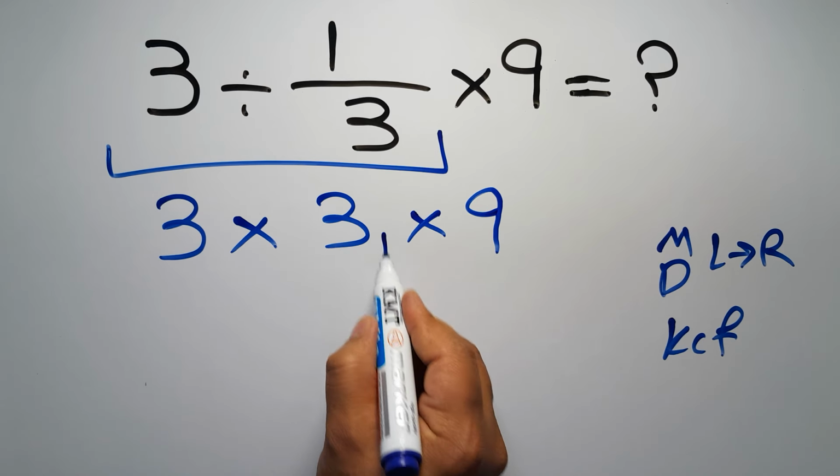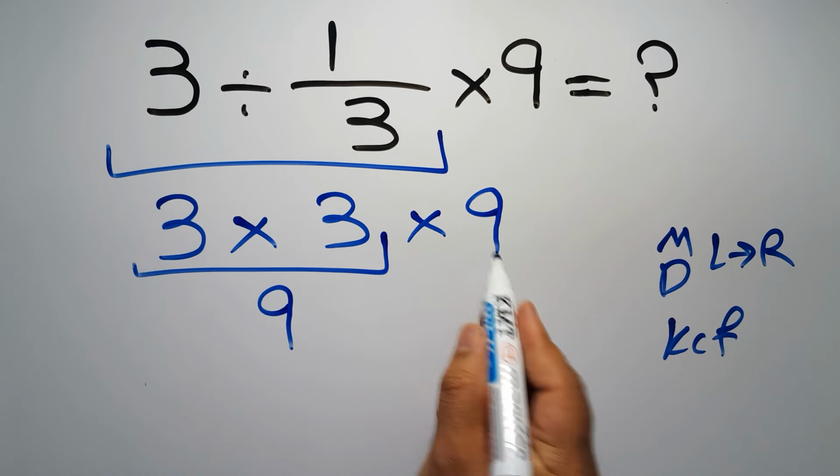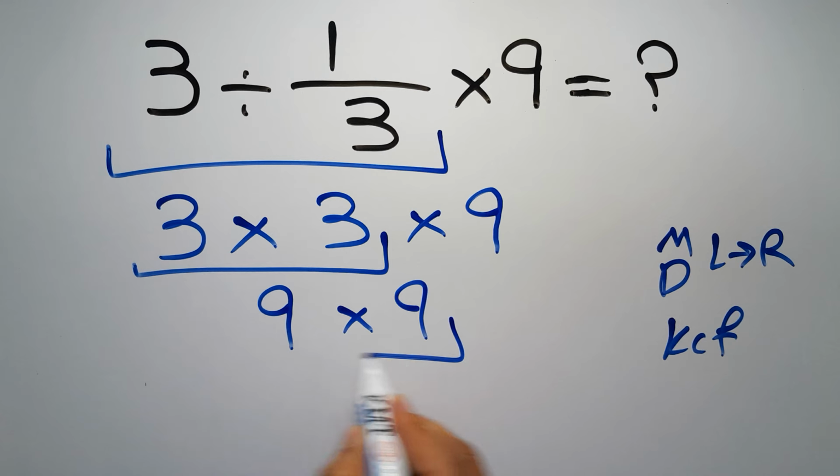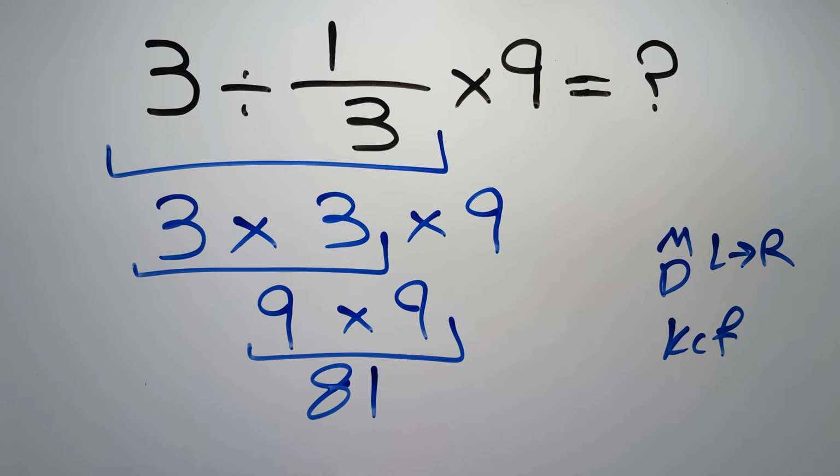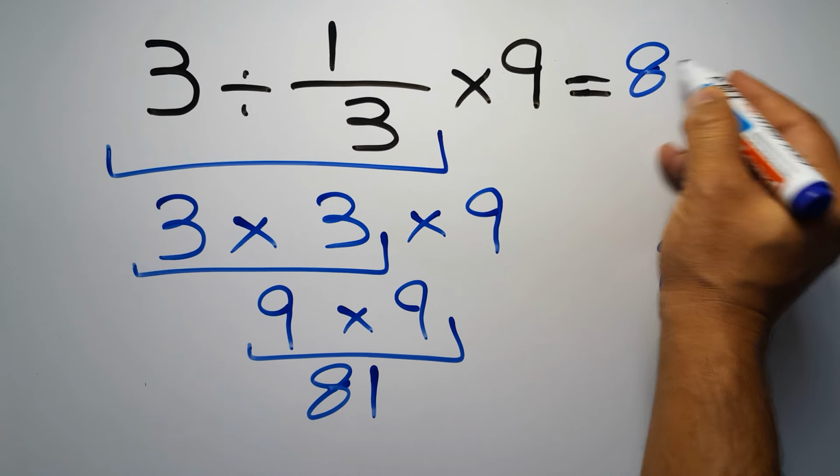3 times 3 gives us 9, and 9 times 9 equals 81. And this is our final answer to this problem. The correct answer is 81.